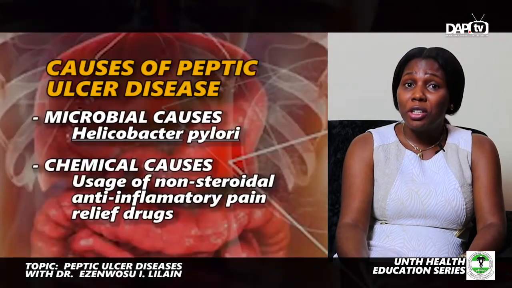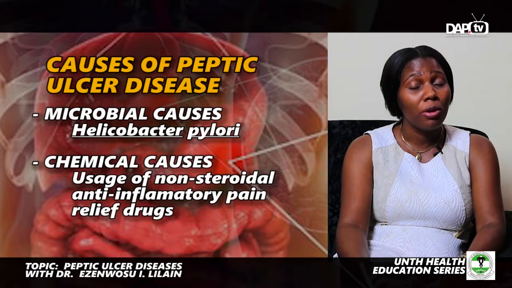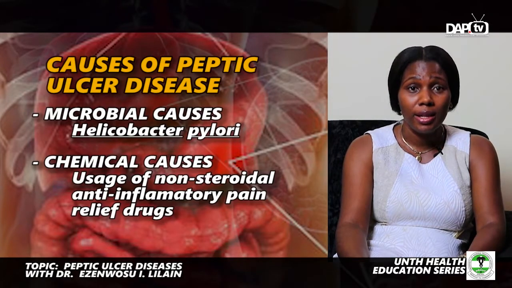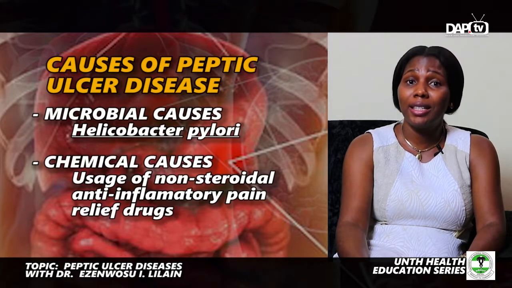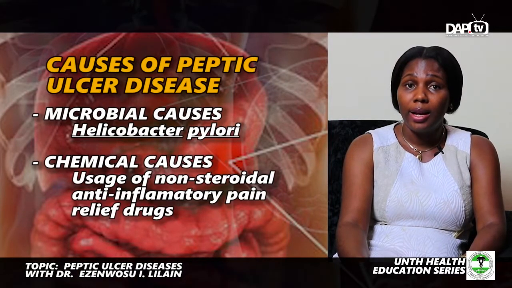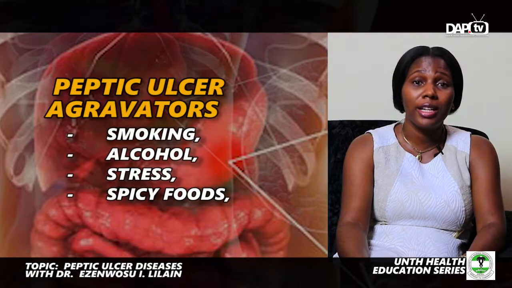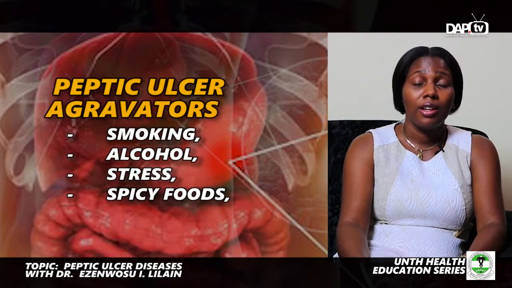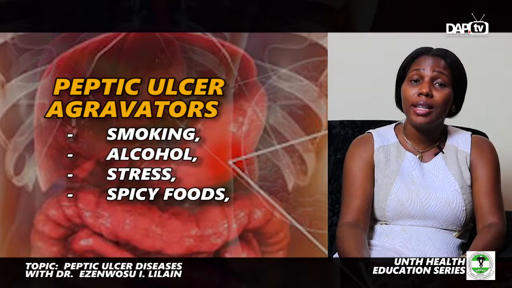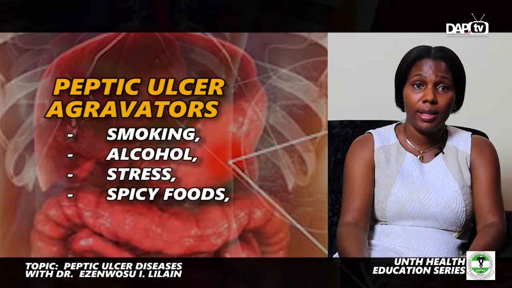Even though there are two major causes of peptic ulcer, there are also other factors that can predispose someone to having peptic ulcer disease. And these factors can aggravate peptic ulcer in a person that already has peptic ulcer. What are these factors? You have smoking, you have alcohol, you have stress, exposure to excessive stress. You have taking of spicy food. These are the factors that can aggravate ulcer in someone that is prone to having a peptic ulcer disease.